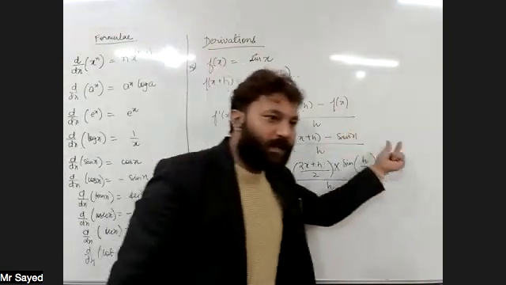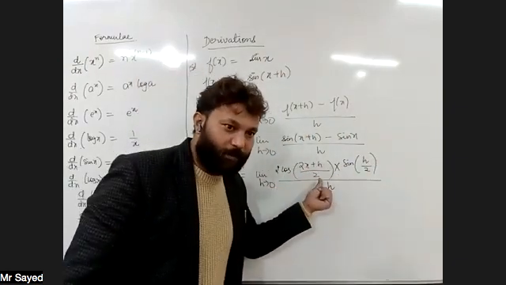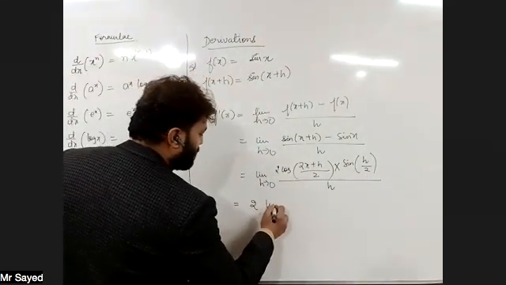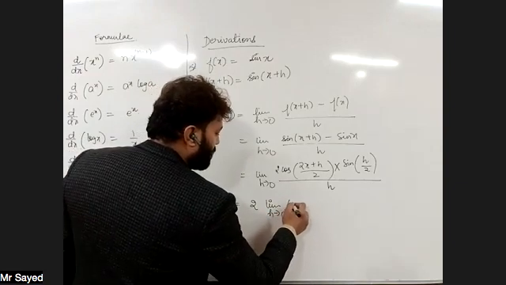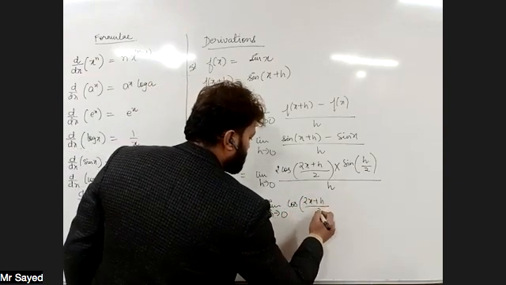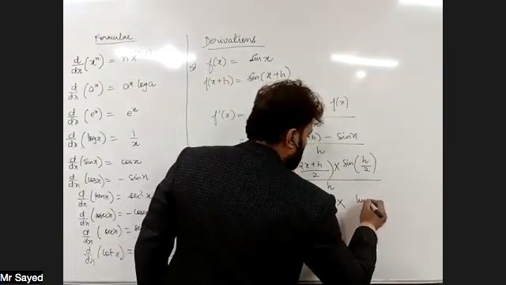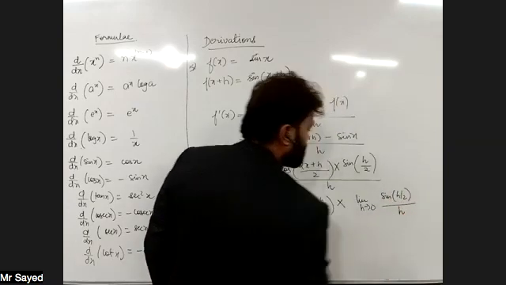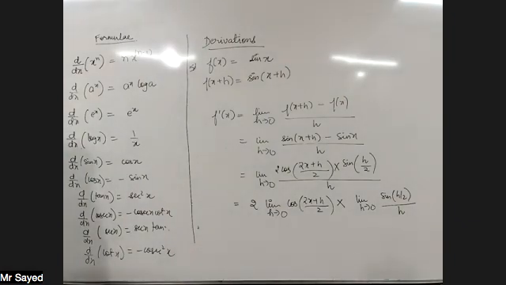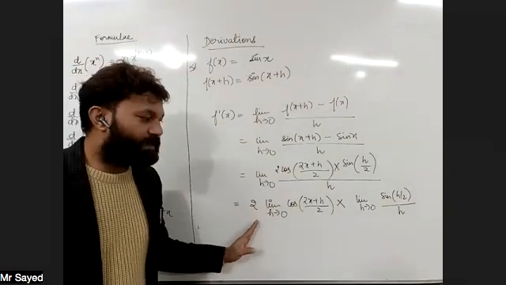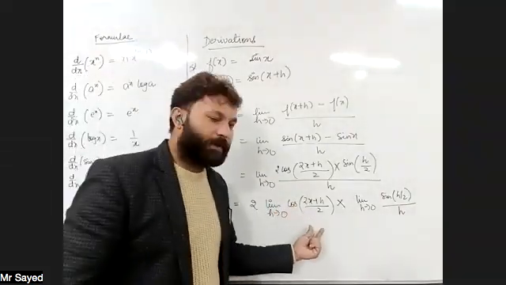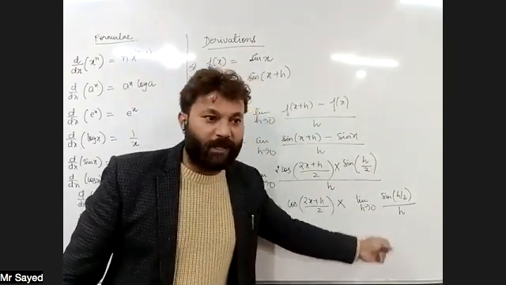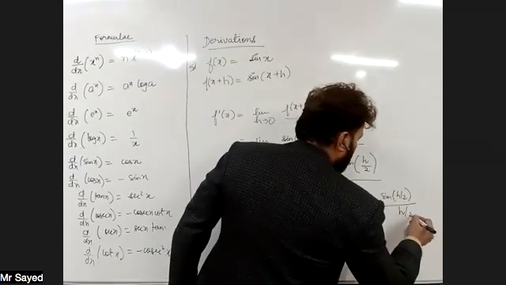Simply I have used the result of sin C minus sin D: 2 cos (C+D)/2 into sin (C-D)/2. 2 outside, limit h tends to 0, cos of (2x+h) upon 2 into limit h tending to 0, sin of h upon 2, and whole upon h. Right? What have I done? This 2 being a constant is outside. Cos does not require any term in the denominator, so I separated it. It is sin theta upon theta which is 1, but here it is not balanced yet. What else do we need? 1 upon 2. So multiply by 1 upon 2.